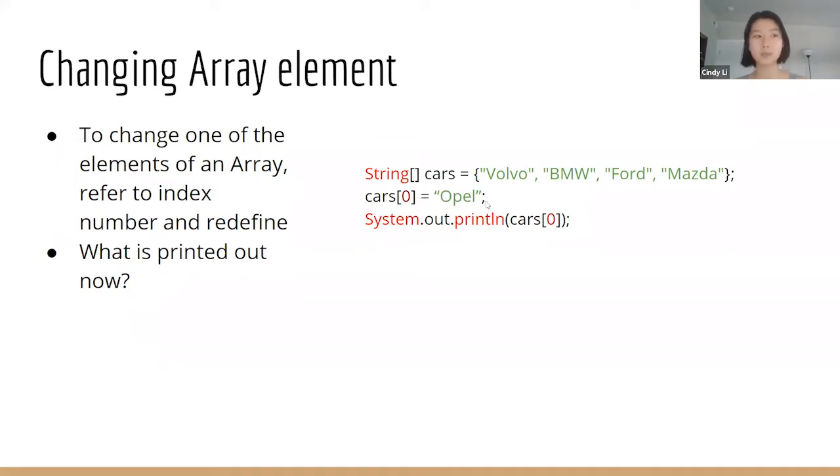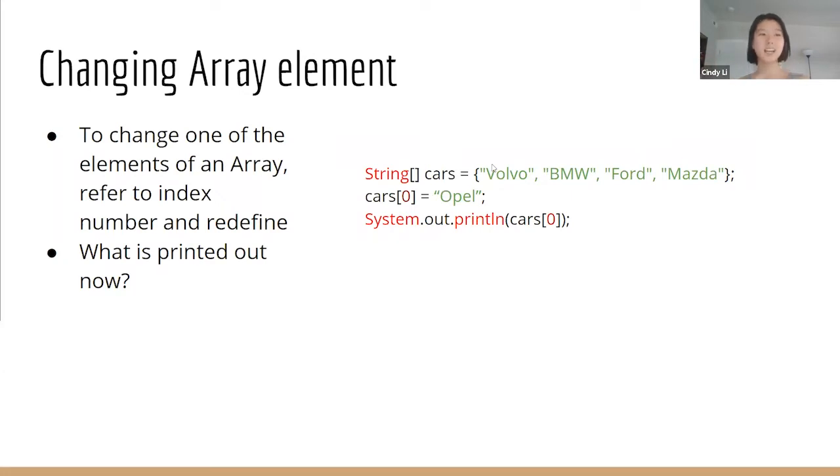Now, what is printed out now? Let's give everyone 1 minute to put their answers in the chat. This should be relatively easy. Oh, well, there's one answer, Opel. Well, it's about 1 minute now, so it is correct. Opel is correct. The reason is that cars 0, the index number of 0, changed from Volvo to Opel. And now when we call cars 0, it's Opel instead of Volvo.